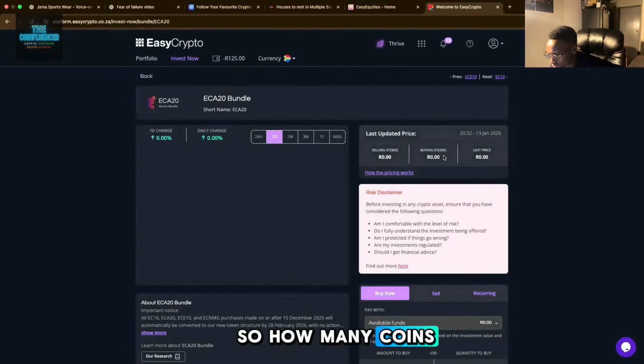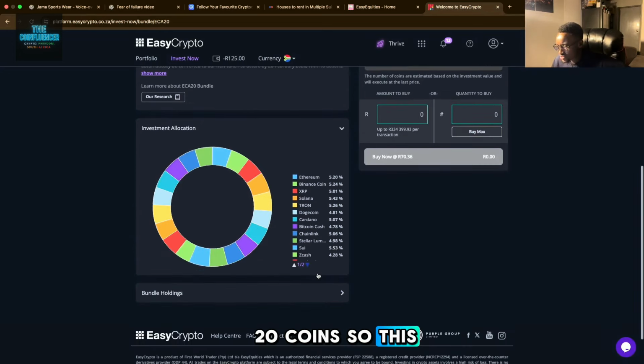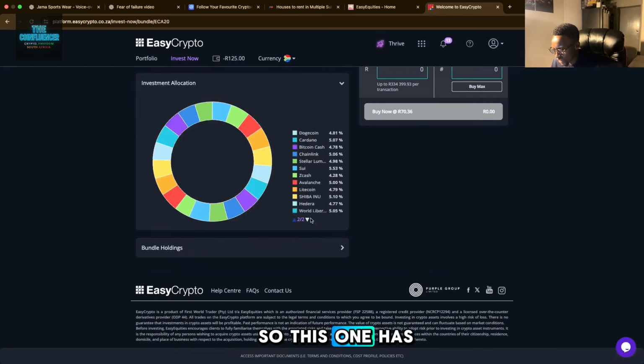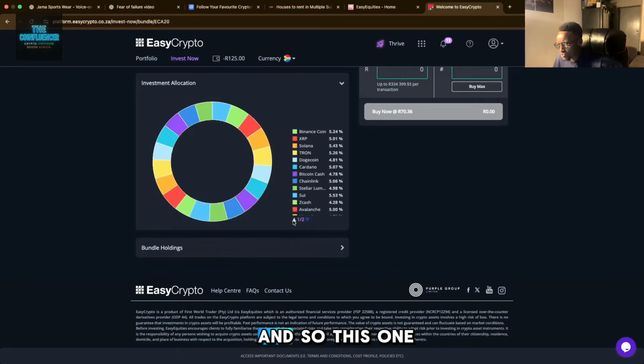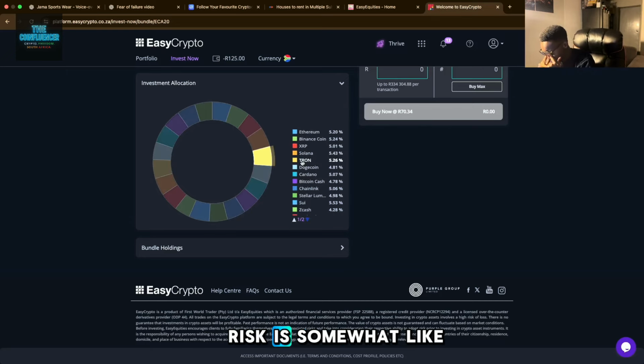So how many coins do we have here? We have 20 coins, right? So this one has 20 coins. There's an even distribution, but there's a lot more coins. All of them have gotten an even distribution. And so this one as well, it's high risk. I'd say this one and the other one, the risk is somewhat equal. So that one has fewer coins, but it's utility coins.